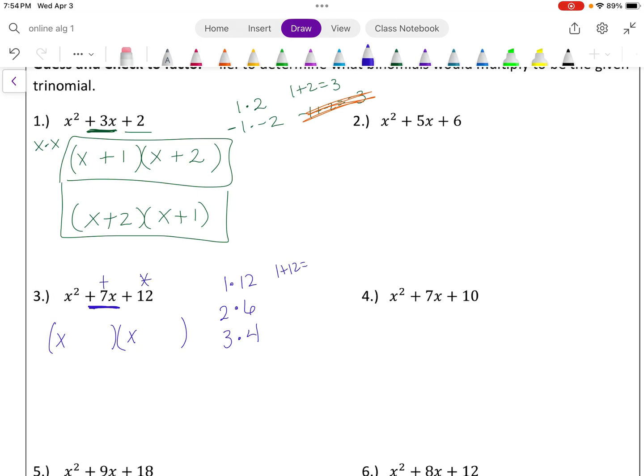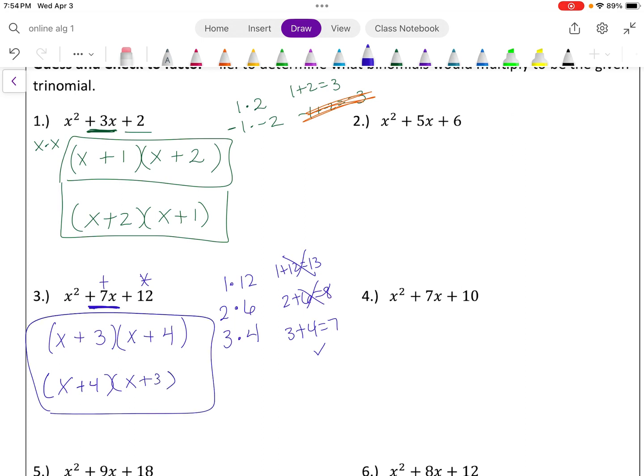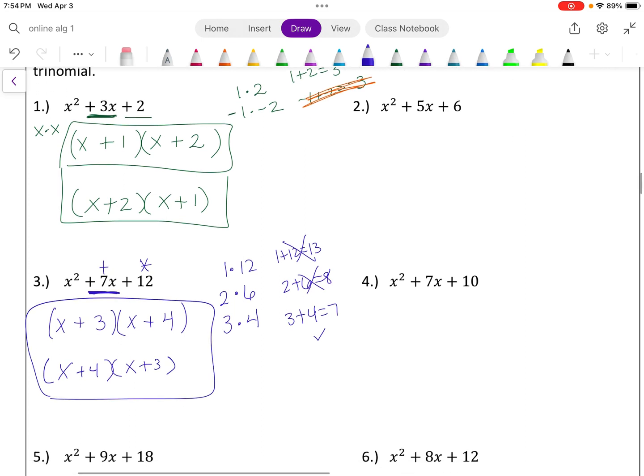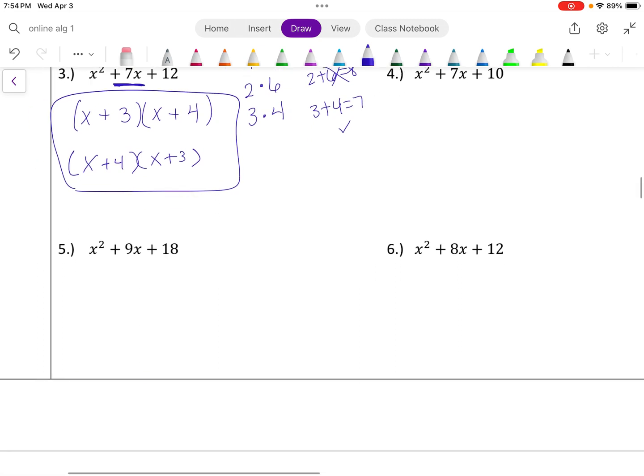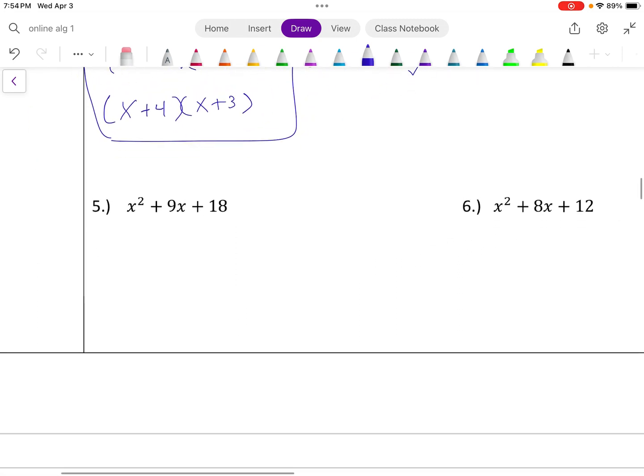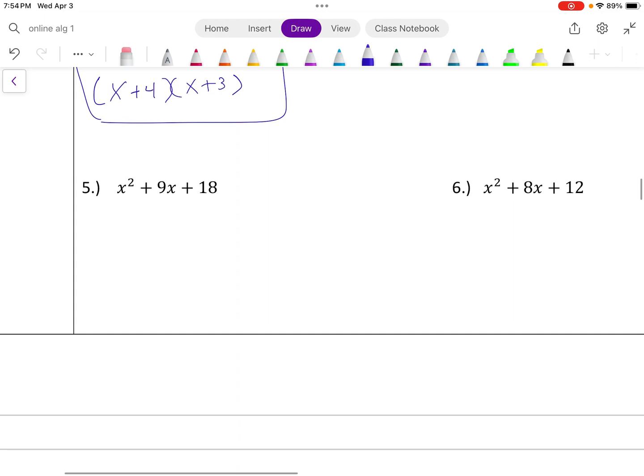Well, 1 plus 12 is 13. That doesn't work. 2 plus 6 is 8. That doesn't work. 3 plus 4 is 7. Perfect. So one of these must be a plus 3. One of these must be plus 4. x plus 3 times x plus 4. Or again, you could have written x plus 4 times x plus 3. Those are the exact same answer. Okay, let's do one more where our values are positive, and then we'll look at one with some negative numbers.